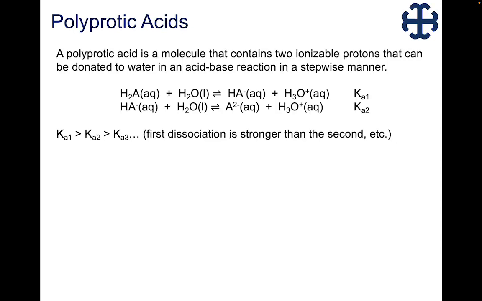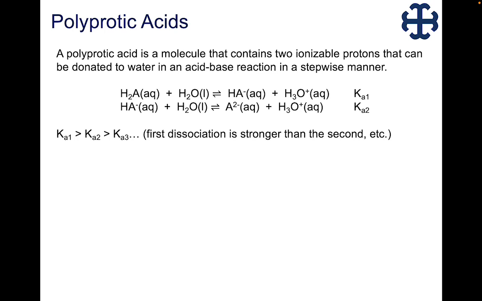So the first type that I want to cover that we have not discussed in class yet are something called polyprotic acids. And a polyprotic acid, you may be able to guess from the name, is something that is able to act as an acid multiple times.